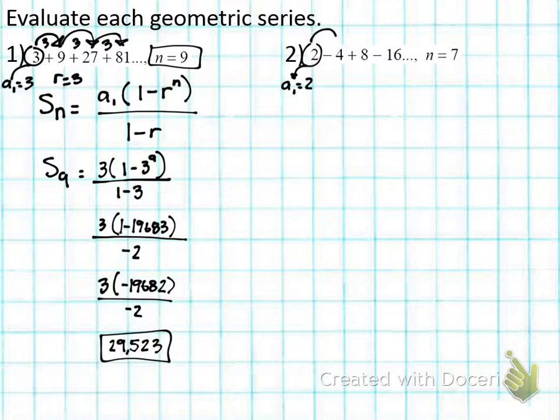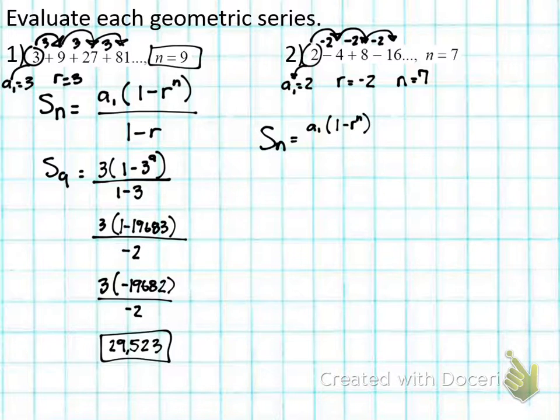And common ratio, I know that I'm multiplying by negative 2 here, and then I'm multiplying by negative 2 again, and again, and so forth. So that means our ratio is going to be negative 2 in this example, and n is equal to 7. All right. On this example, I'm going to write down my formula again. S sub n is equal to a sub 1 times the quantity of 1 minus r to the nth power all over 1 minus r.